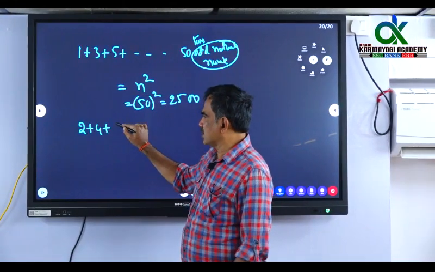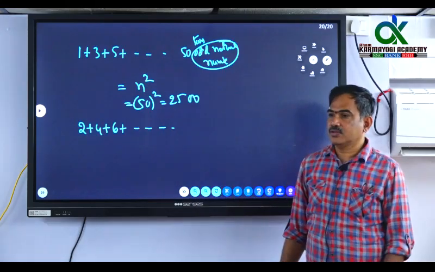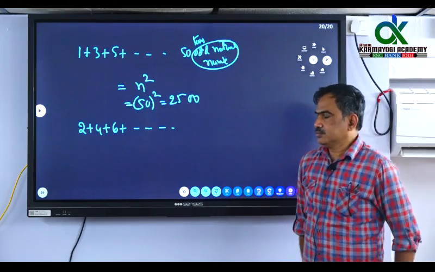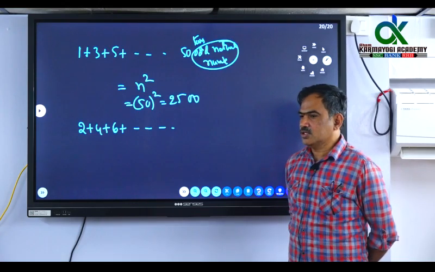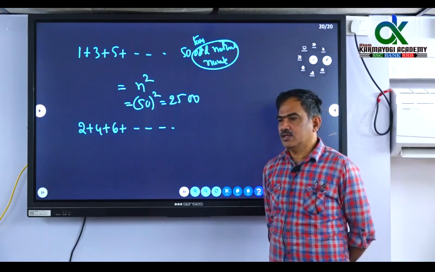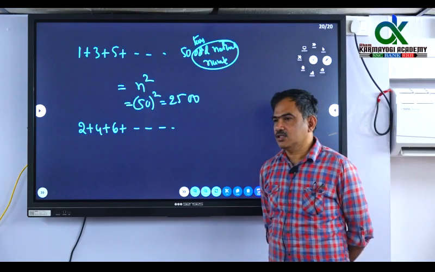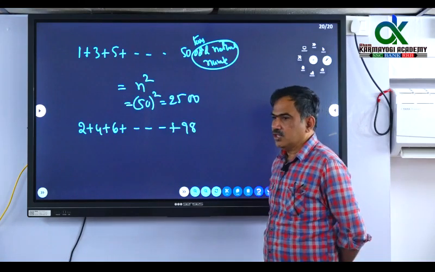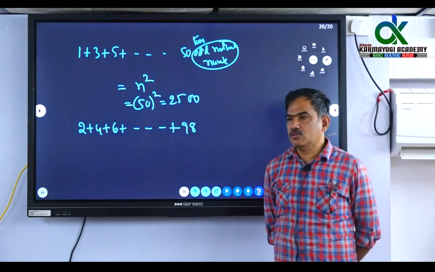Similarly, write this question: 2 plus 4 plus 6 plus and so on. Find the sum of all even natural numbers below 100. What is the meaning of below 100? 100 is not included. Very good. Then what is the last term? 98. So, you have to add up to 98. Then what is the answer for this question? How many terms are there totally?